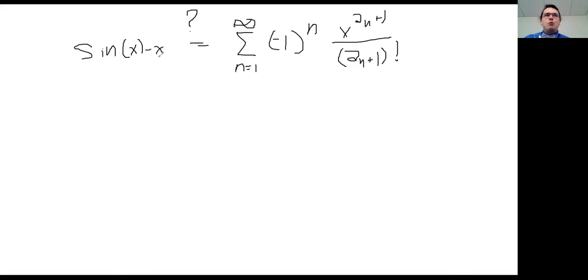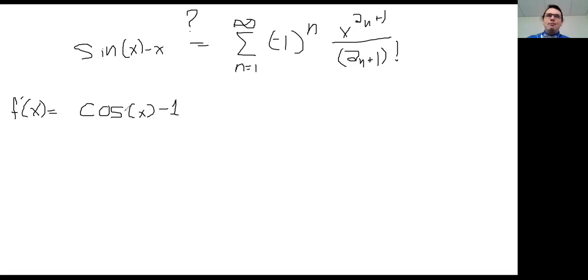let me calculate derivatives of this function sine of x minus x. Well, the number 0 derivative of sine of x minus x is the function sine of x minus x. The first derivative of this function is cosine of x minus 1. And notice, when I plug in x equals 0, this is my f prime of x, that will give me the numerator for my linear term in the Maclaurin series.